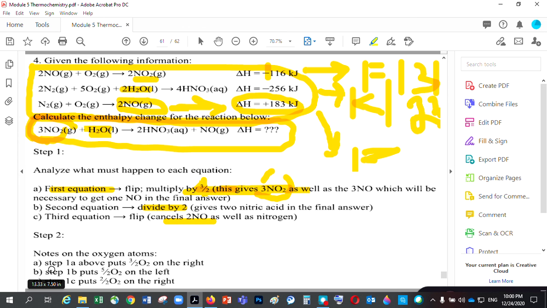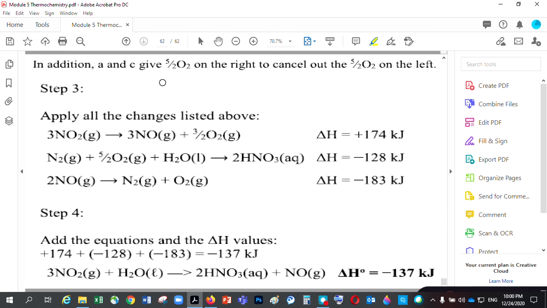So now, if you look at this, step A above puts 3/2 oxygen on the right, correct? Step B puts 5/2 on the left, and step C puts 2/2 on the right. So if you add them up, that will take care of the oxygen. So if you add the whole thing up, therefore it will take care of oxygen. So A and C give us 5/2 on the right, which cancels out with the 5/2 on the left.